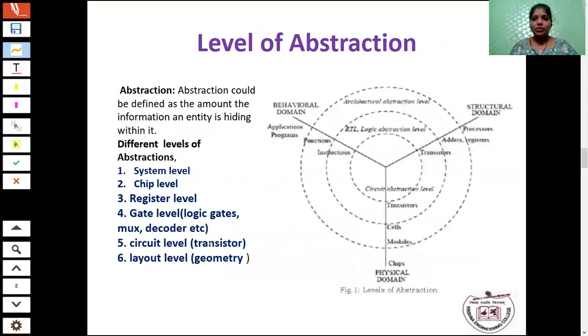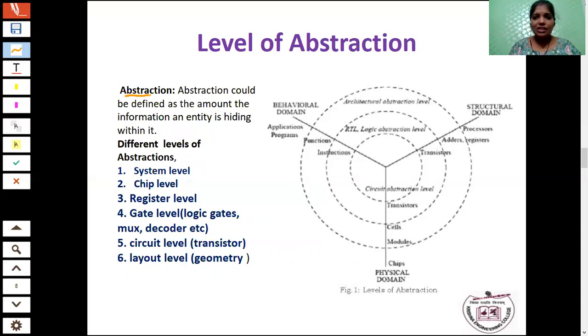Okay, so next we are going to see the different levels of abstraction. First you have to know what abstraction is. Abstract is nothing but it gives only the brief information about your design. That is the abstraction. So abstraction means the amount of information an entity is hiding within it. It gives an overview about the design, that is brief information about the design. So in a VLSI design, there are different levels of abstraction.